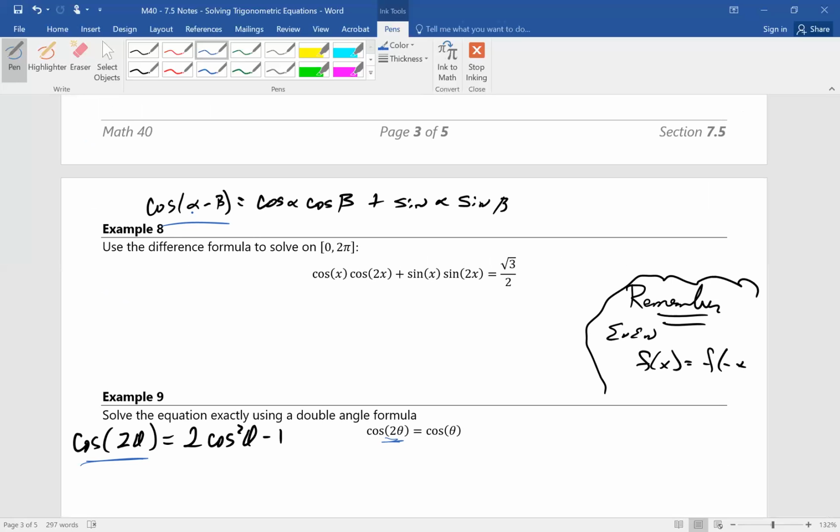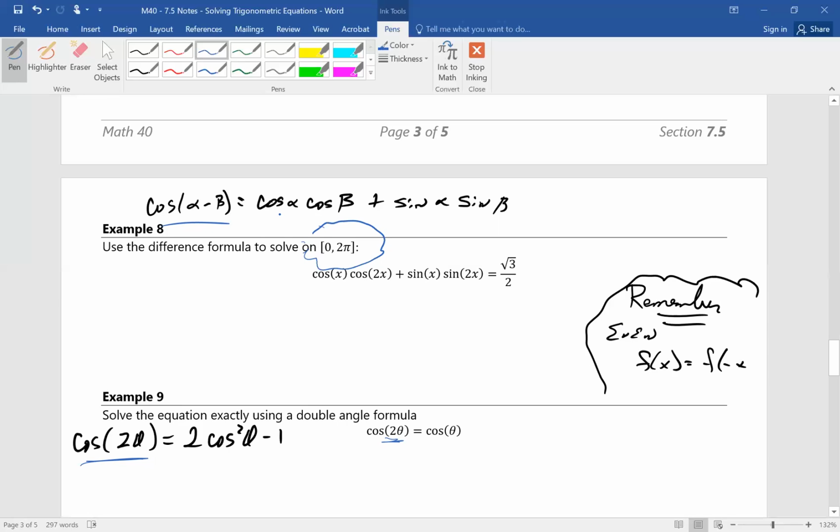Okay, so look at example 8. They're asking to use a difference formula, the most important part. Where am I looking? From 0 to 2 pi, I want all the angles that satisfy this difference formula to equal root 3 over 2. Now, I already identified it, but I went back to the formulas. I don't have this stuff memorized either.